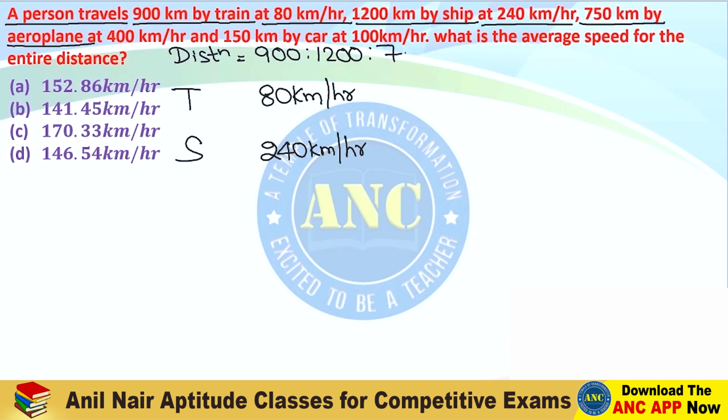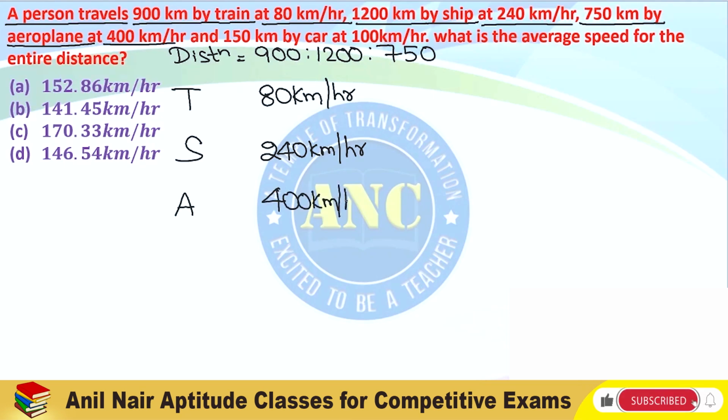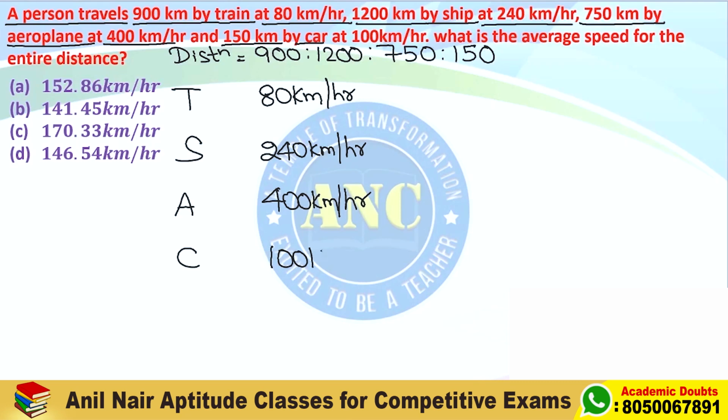The distance is 750 kilometers and this is by aeroplane, and the speed is given as 400 kilometers per hour. I hope you are super clear in understanding whatever I am trying to write on the screen. And 150 kilometers by car. By car, the distance traveled is 150 kilometers and the speed is 100 kilometers per hour. What is the average speed of the entire distance?